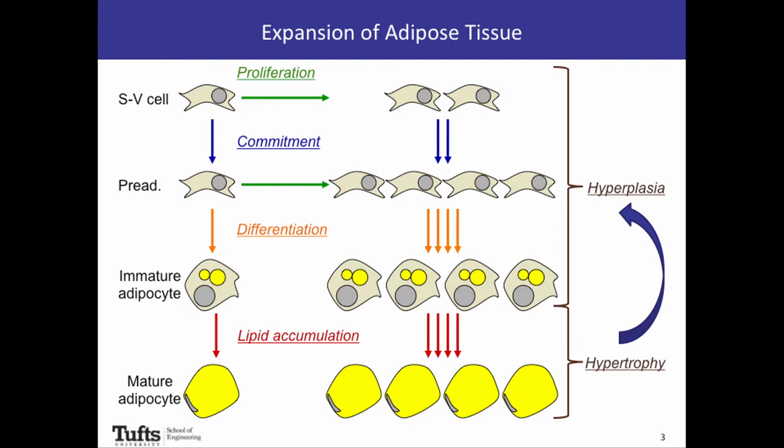So as already mentioned, we start with the stem cell population, which then commits to the preadipocytes. These preadipocytes can either divide and proliferate into more preadipocytes, or they can differentiate and become mature or immature adipocytes. Once they differentiate, they can no longer proliferate and divide. So our focus is on this hypertrophic growth, which is the lipid accumulation. As we mentioned, the fat cells store fat as visible lipid droplets, and that's how they become hypertrophic.